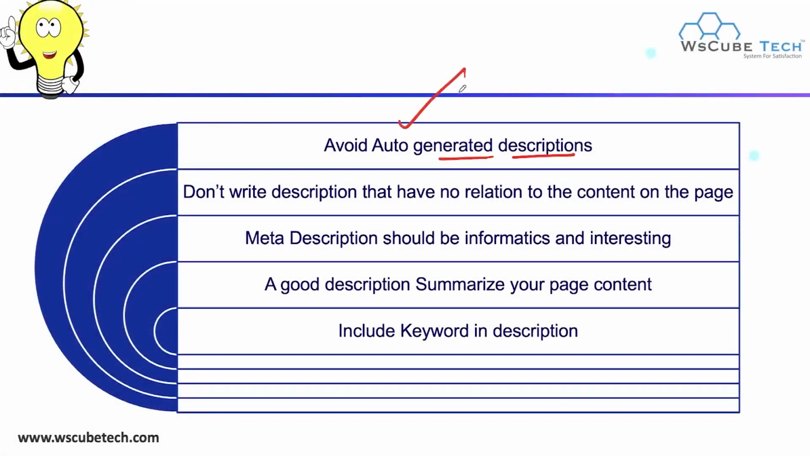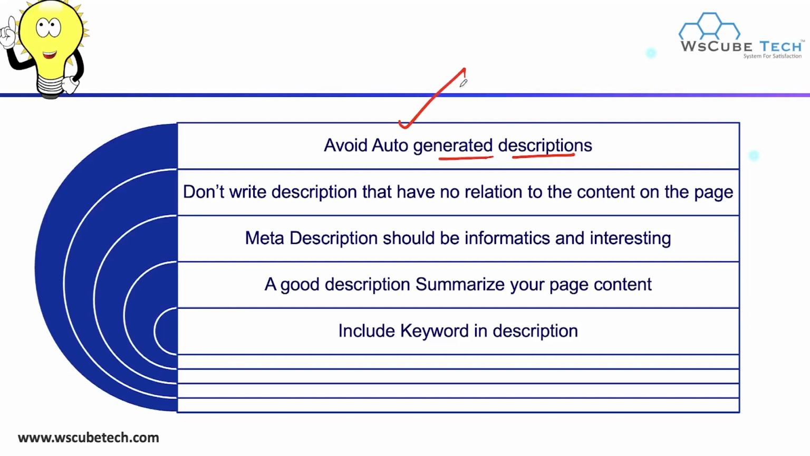You have to avoid auto-generated descriptions. If you do not mention a meta description in your web page, Google will automatically generate a description. How do they generate it? They consider the relevant keyword, and along with your relevant keyword, whatever information you are using, they take that information from your web page and display it on the Google search engine result page.